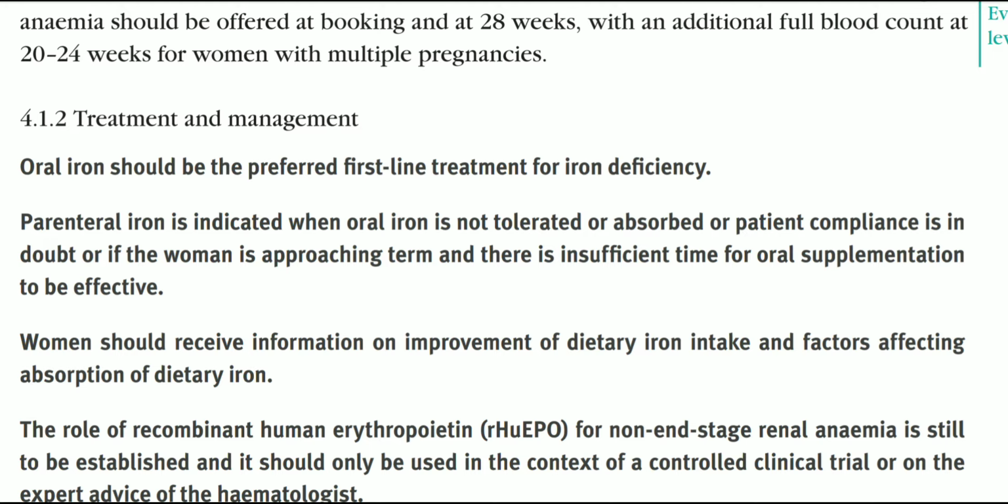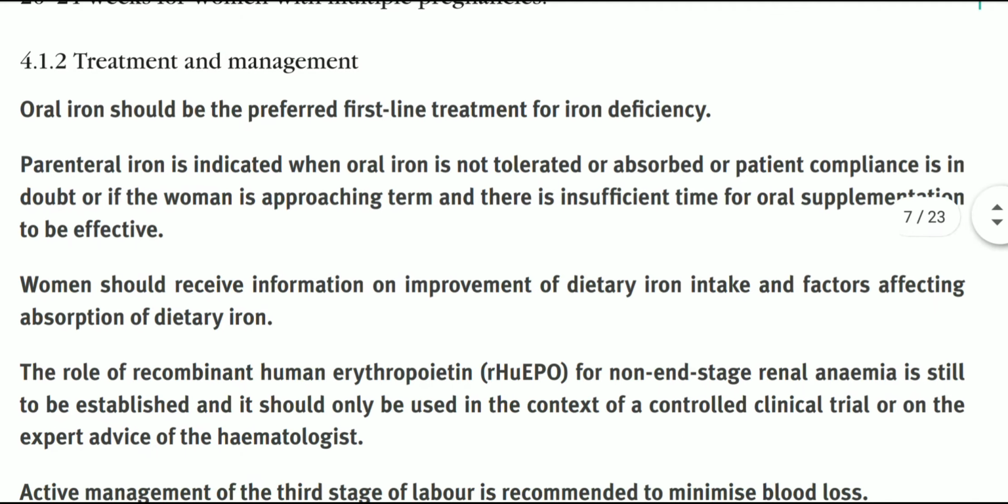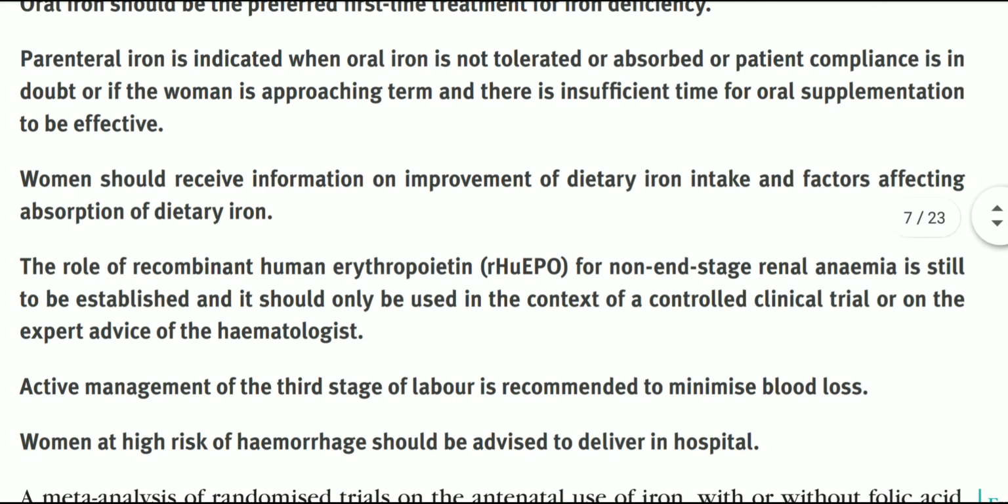Okay, first of all, if the patient can't tolerate oral iron. Secondly, if the patient is approaching term, and thirdly, if there is insufficient time for the oral iron to be effective. And women should receive information on improving dietary iron and factors affecting absorption of dietary iron. What is the role of recombinant human erythropoietin? The role of recombinant human erythropoietin for non-end stage renal anemia is still to be established, and it should only be used in the context of a controlled clinical trial on the expert advice of hematologists.